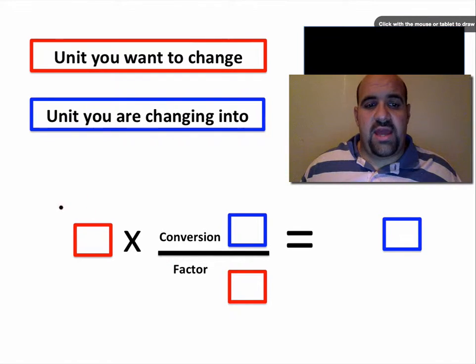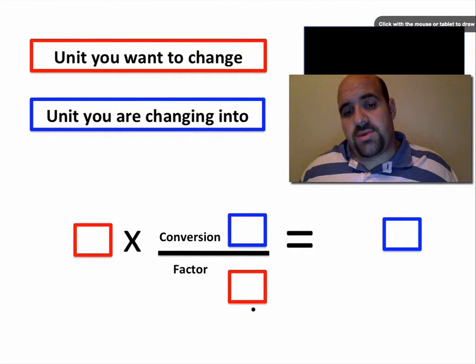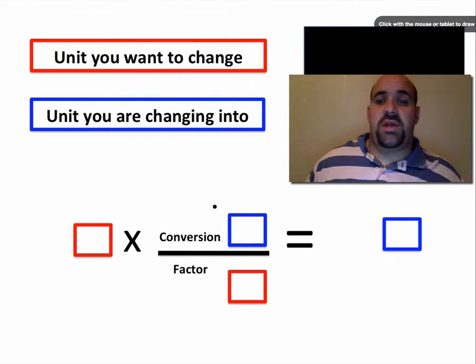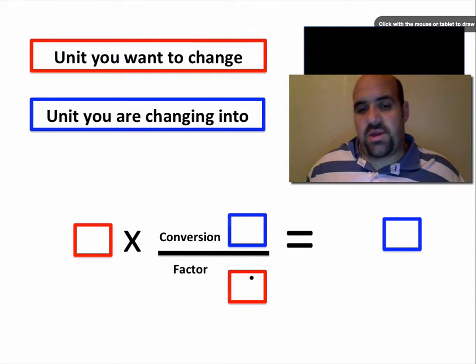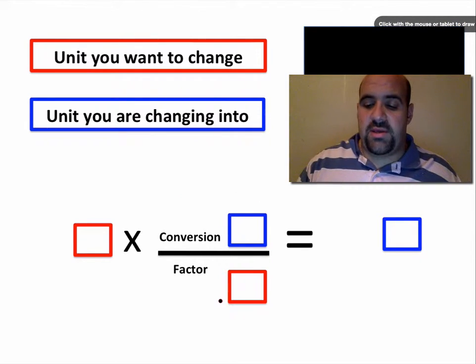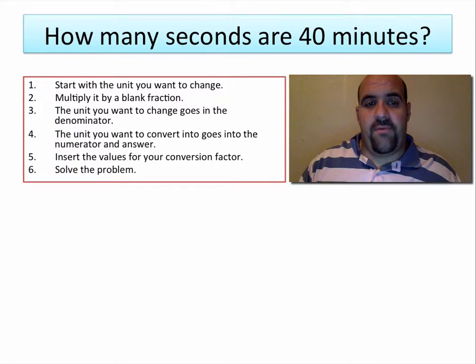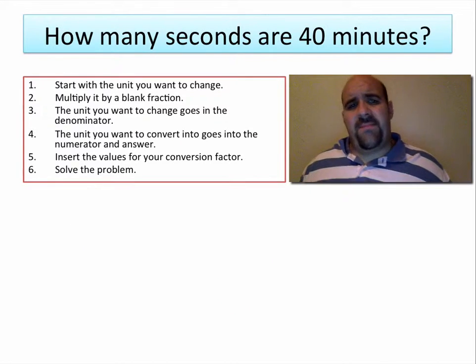The unit you want to change, we start with that. It also goes in the denominator. The unit we're changing into goes in the numerator and the final answer, and of course your conversion factor goes here. This works for all conversions, any type or form. Let's do a problem here.